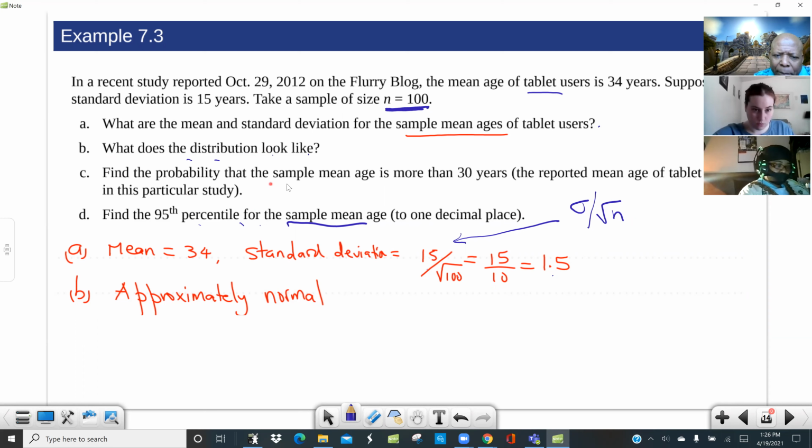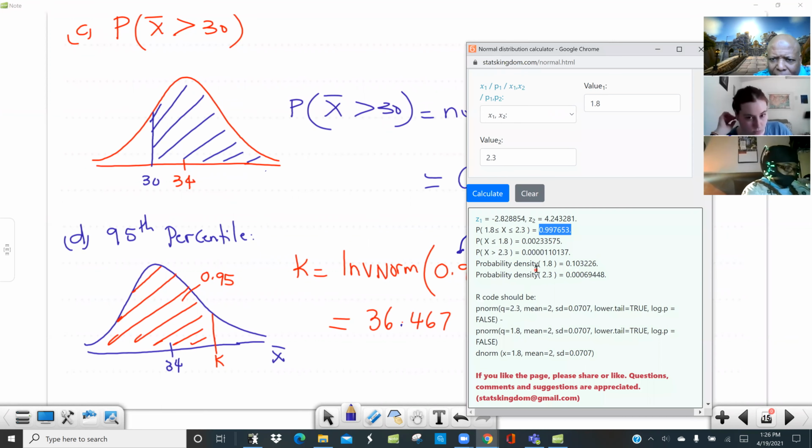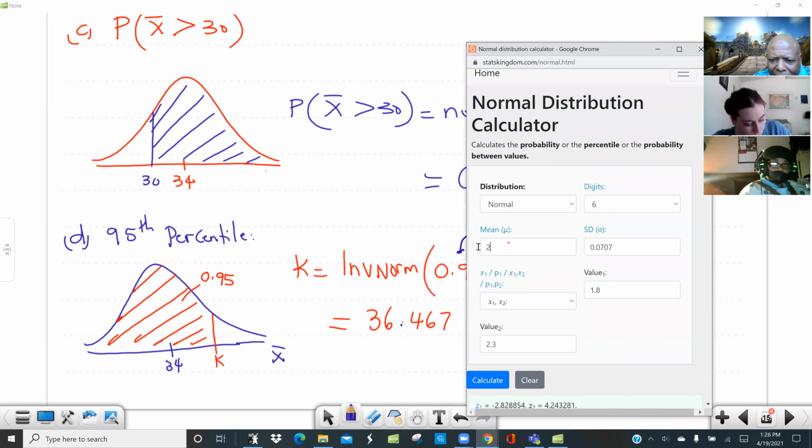Part C, find the probability that the sample mean age is more than 30 years. Okay, this is what they are talking about. They are asking for the probability that the sample mean is bigger than 30. So look at my picture. I got the normal distribution calculator again. The mean is 34 here. The standard deviation is 1.5.